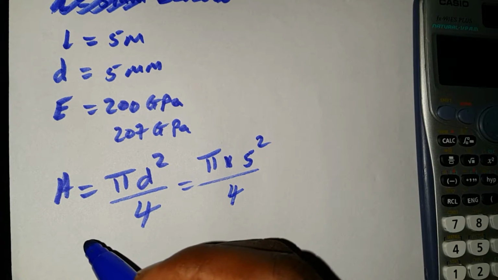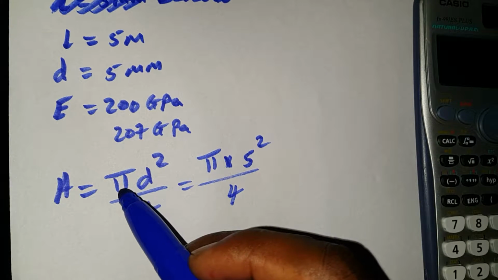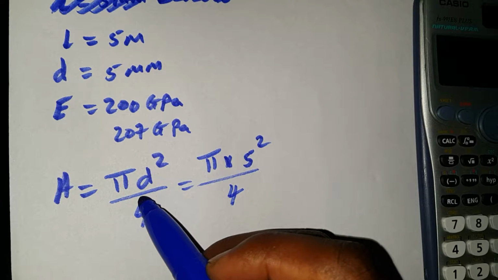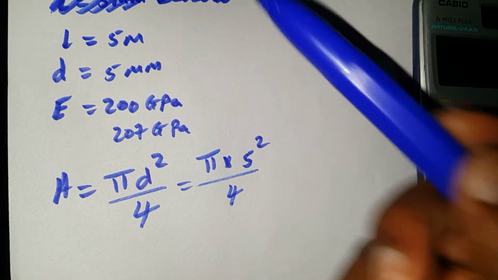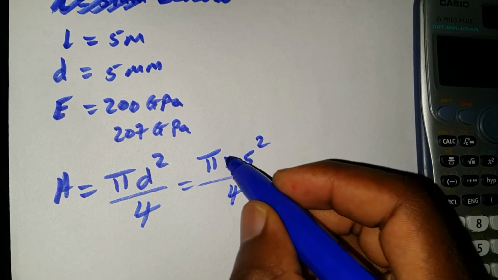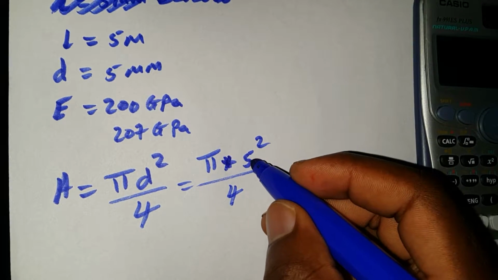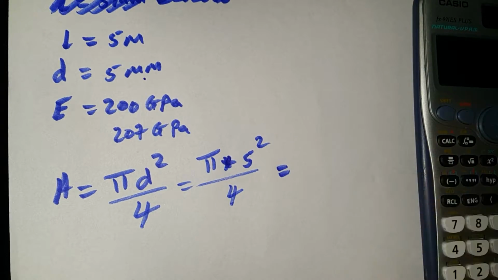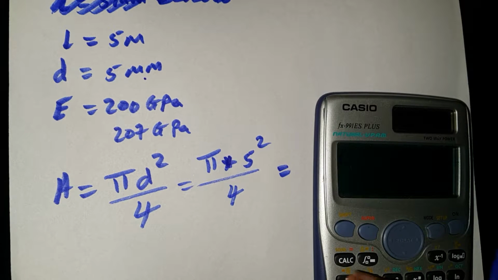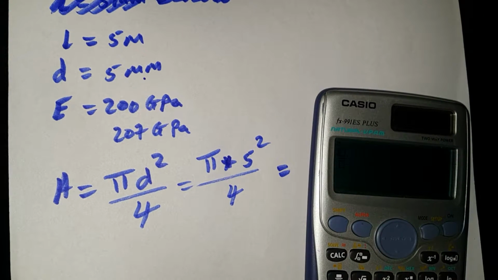So we are trying to find the area. We know that our formula for the area of a cylinder is this. So we put in the values. We know the diameter is given, squared. So from here we will find our area: pi multiplied by 5 squared over 4.